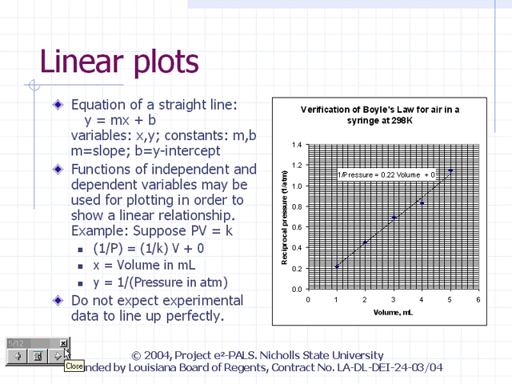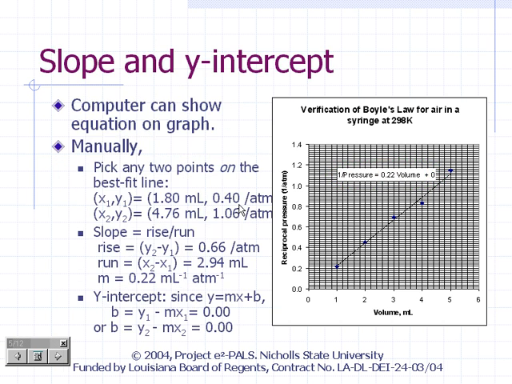It is also useful to show the equation for a straight line on the graph. In the example given here, the equation is shown as 1 over pressure equals 0.22 times volume plus 0. We can identify 0.22 as the slope, which should be equal to 1 over K. Thus, we can solve for the value of K as 1 over 0.22. We can also identify 0 as the y-intercept. When we have a graph showing a linear relationship between two quantities, it is useful to find the equation of the line. To do this, we just need to find the slope and the y-intercept.